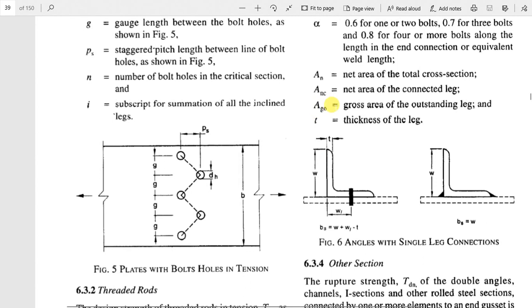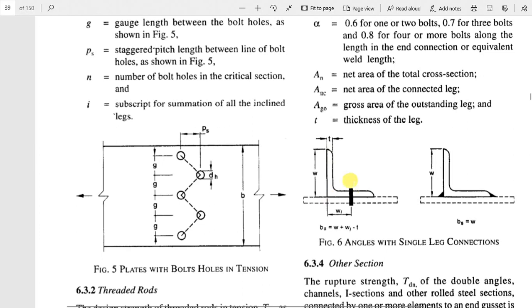So AG0 stands for the gross area of this particular leg which is not connected, and ANC stands for net area of this connected leg. For this he is using gross. The only reason why he is using gross is there are no bolt holes here. It is not a connected leg. So he is taking the gross.